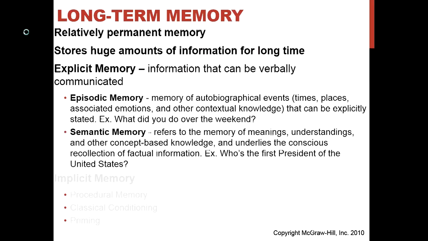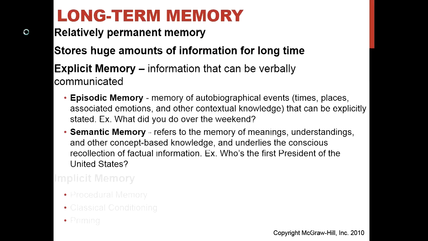We also have what's called semantic memory, and this refers to memory of meaning and understanding, and they're more concept-based knowledge. So this is information that's not necessarily associated with who you are, but it's associated with what you know. For example, who's the first president of the United States? Well, the first president of the United States is George Washington. Now, if I were to ask you, when did you learn that information?